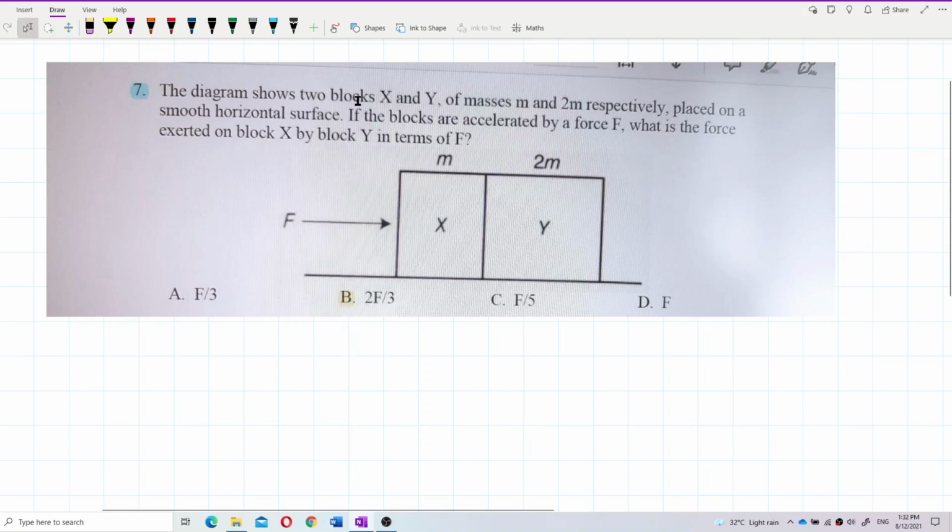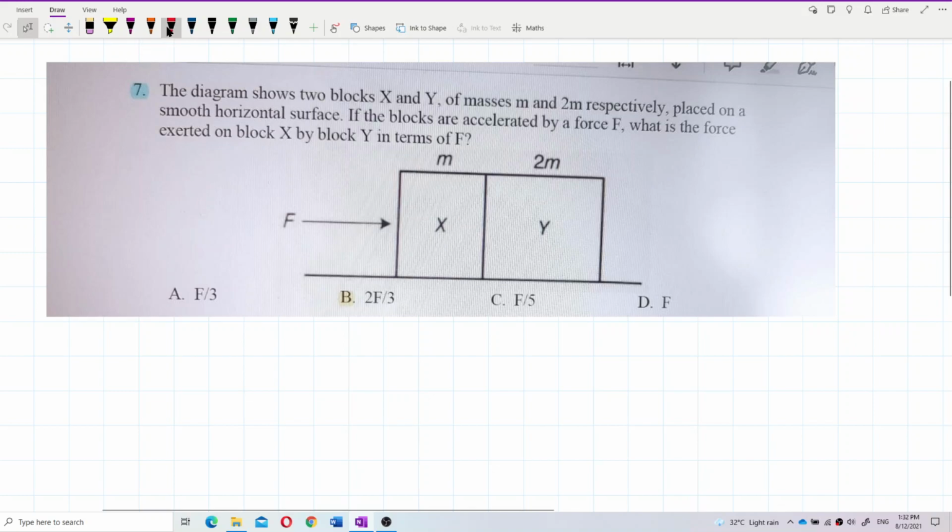The diagram shows two blocks X and Y of masses m and 2m respectively, placed on a smooth horizontal surface. If the blocks are accelerated by a force F, what is the force exerted on block X by block Y in terms of F? Okay, so we need to draw free body diagram first, yeah?